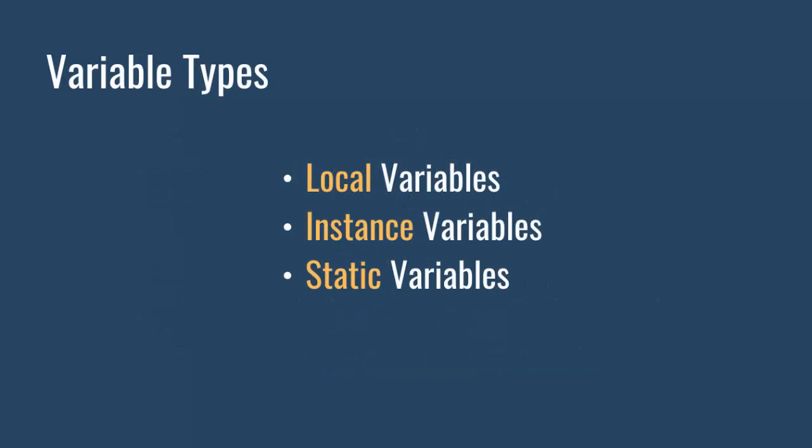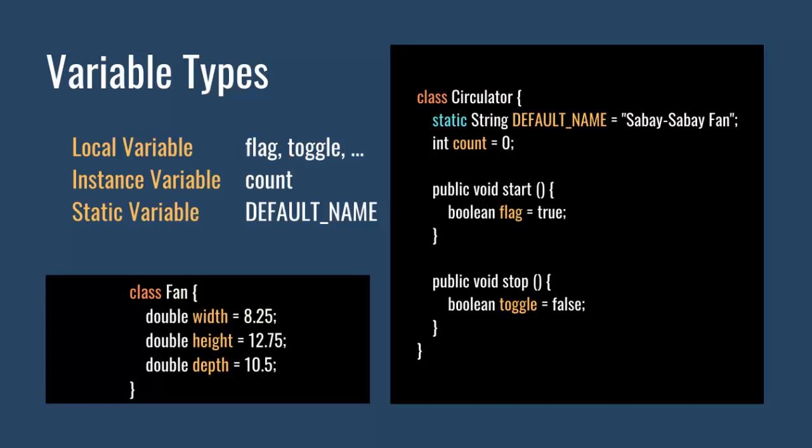They are not the data type. Local variables are declared inside the body of the method. We can only use the local variables within the method. We cannot use local variables from any other method. For example, the start method cannot refer to the toggle variable in the stop method.